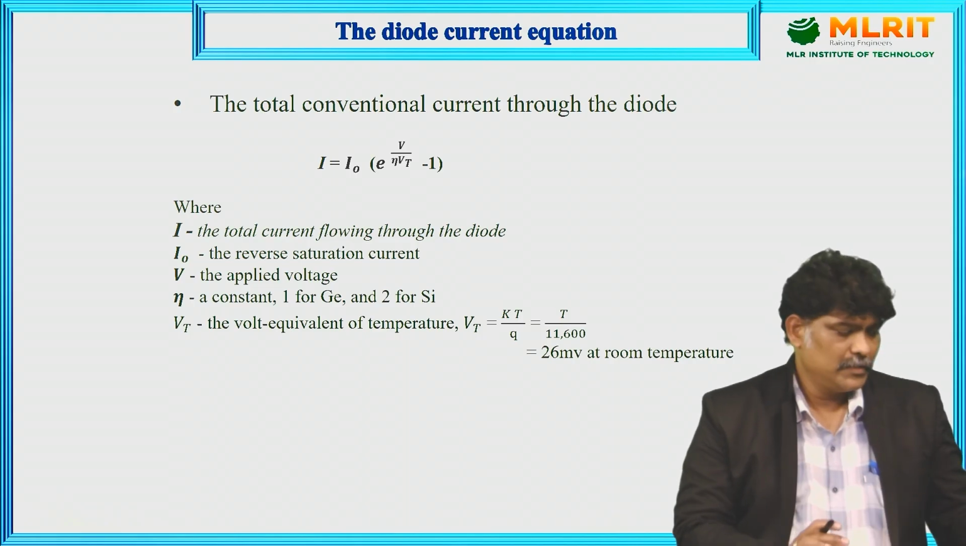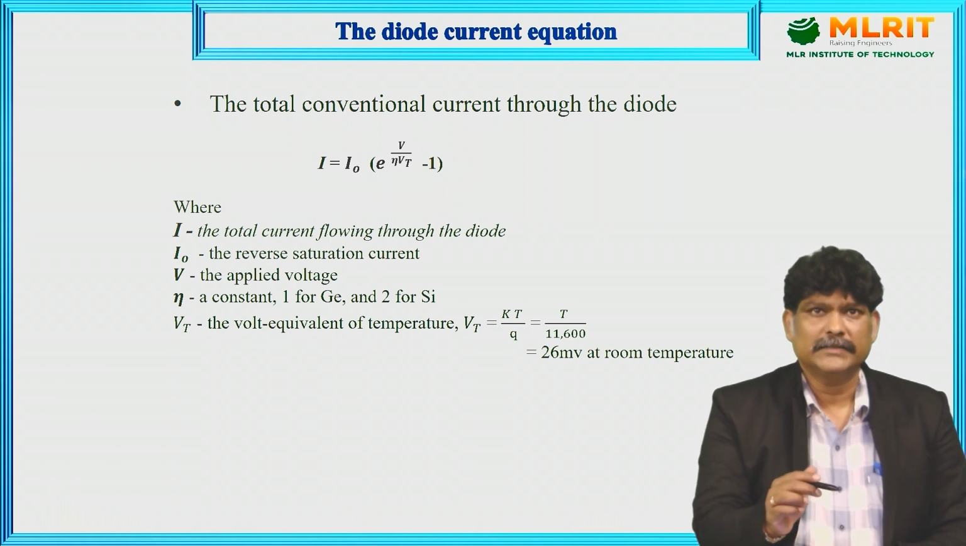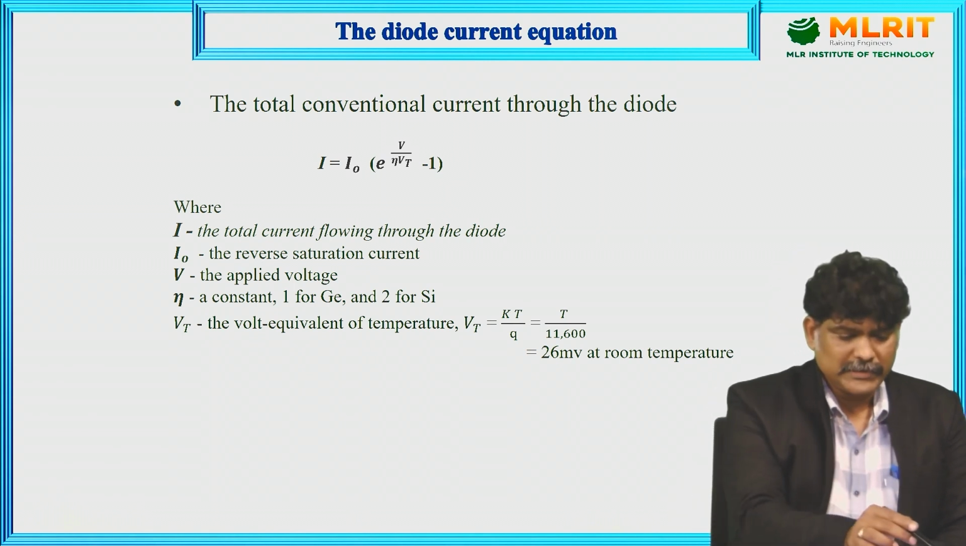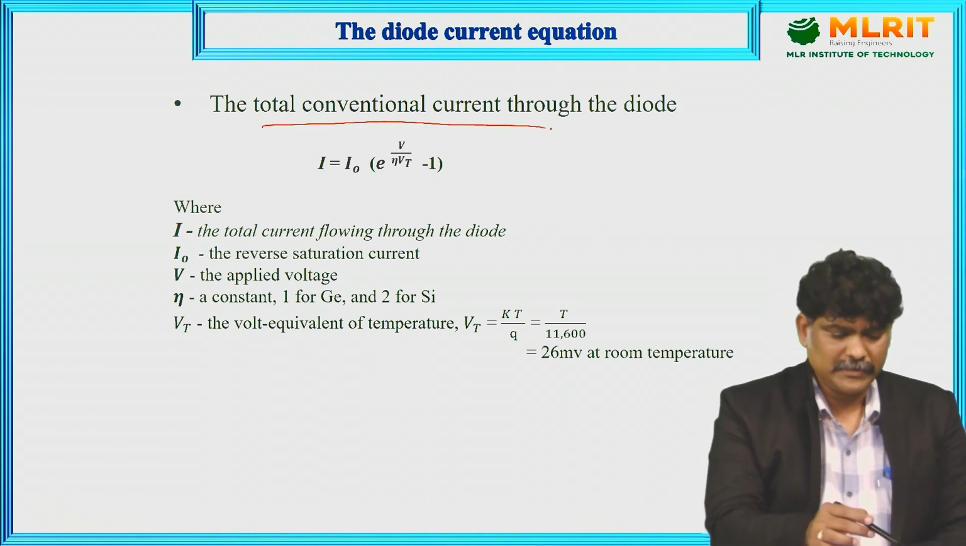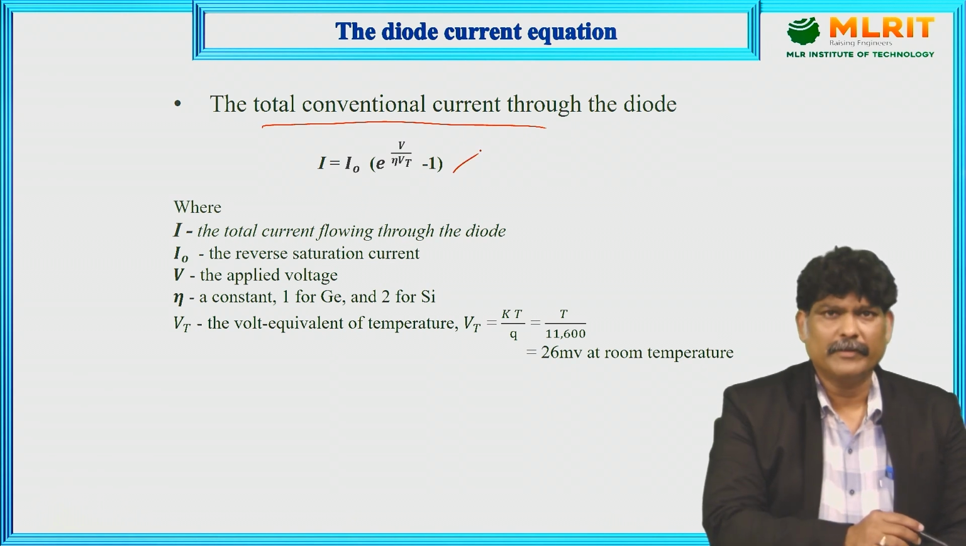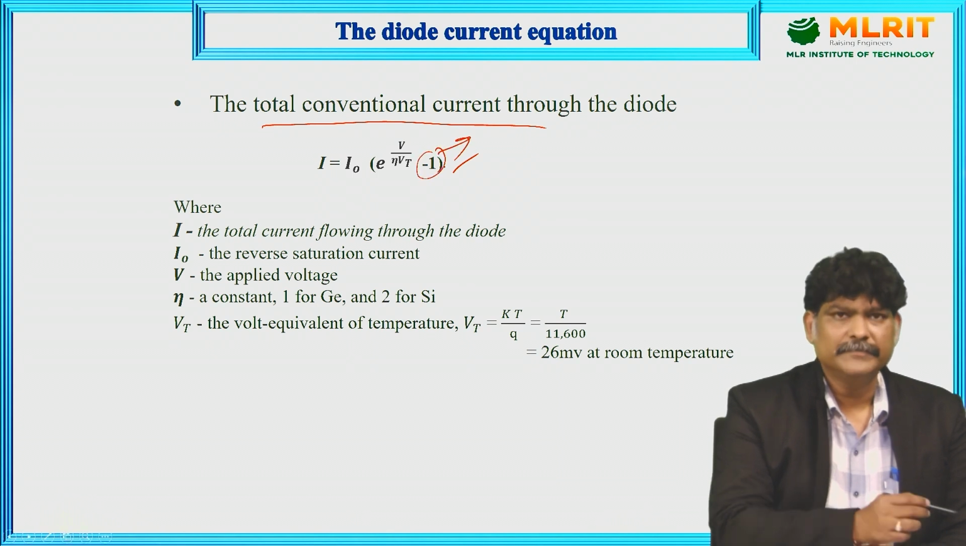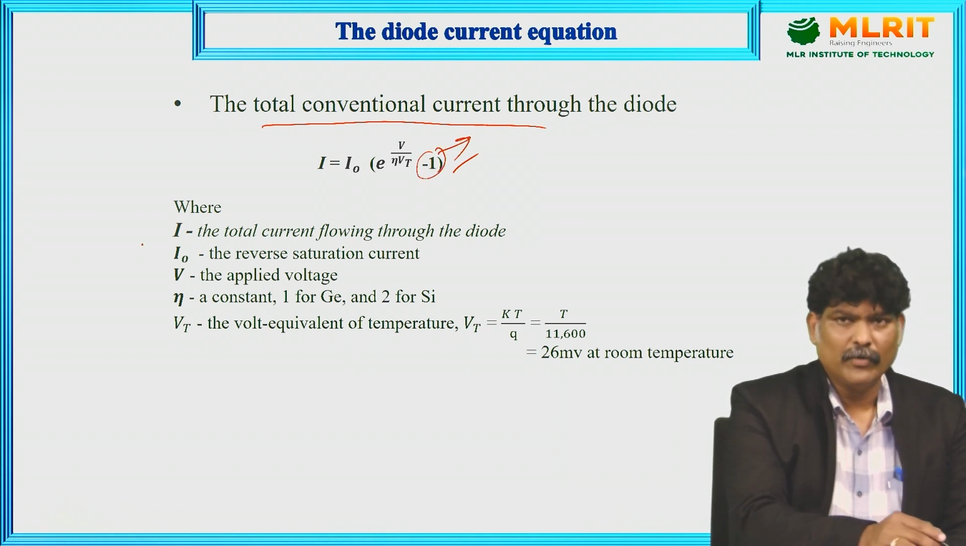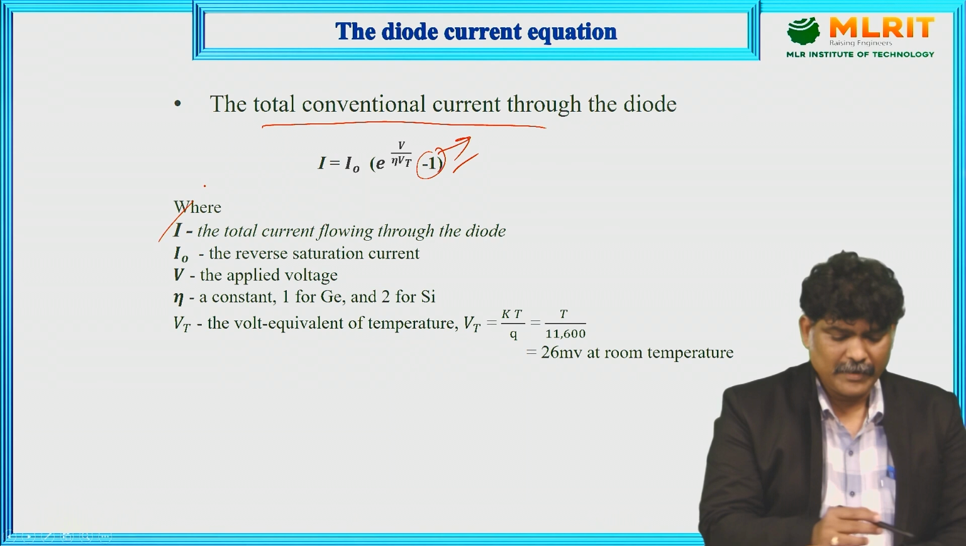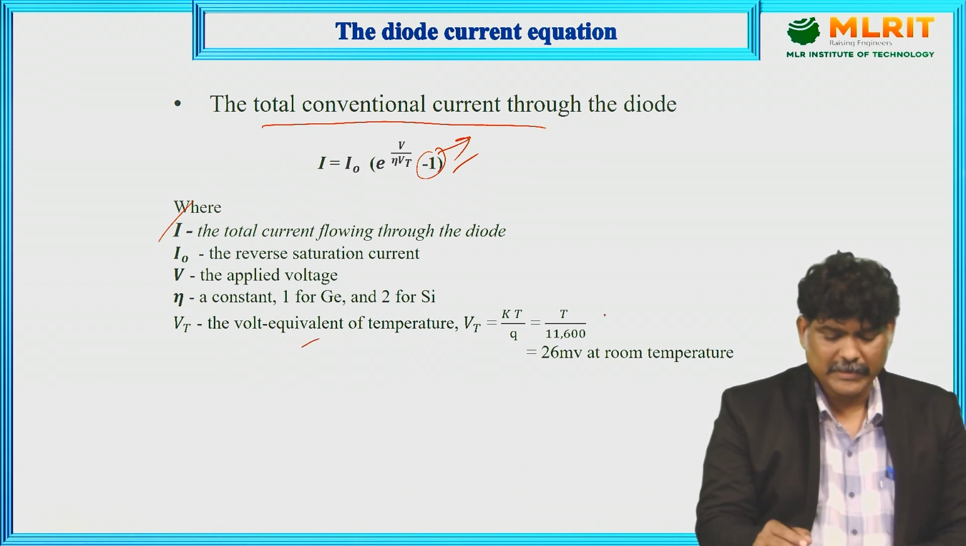Before going in detail, let us see. We know this is the conventional current equation: I is equal to I naught into e power V by eta Vt minus 1. And please remember, for forward bias condition, we can neglect this one. And now we know all these parameters. And how to calculate the voltage equivalent of temperature?